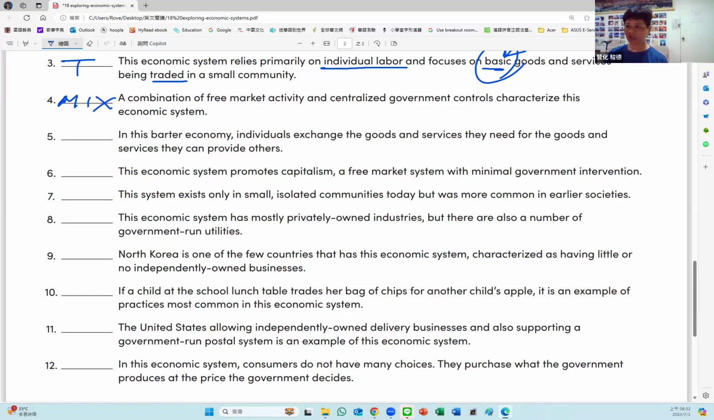Okay, Rudy, number 5. In this barter economy, individuals exchange the goods and services they need for the goods and services they can provide others. All right, what system is this one? I think it's the traditional market. Yes, when you see this word barter, of course it's traditional. All right, number 6.